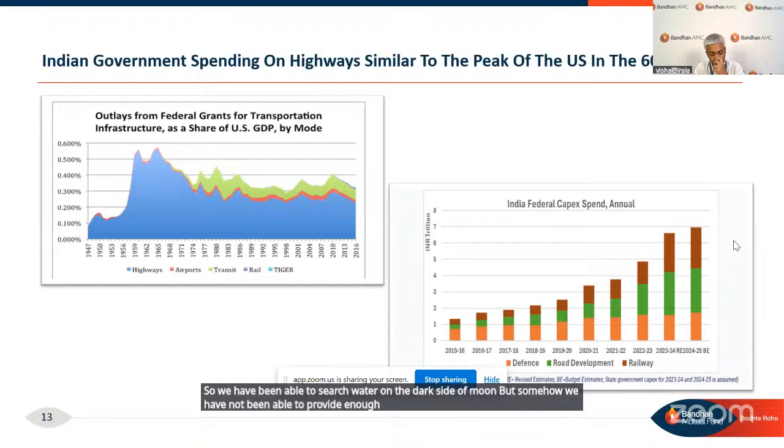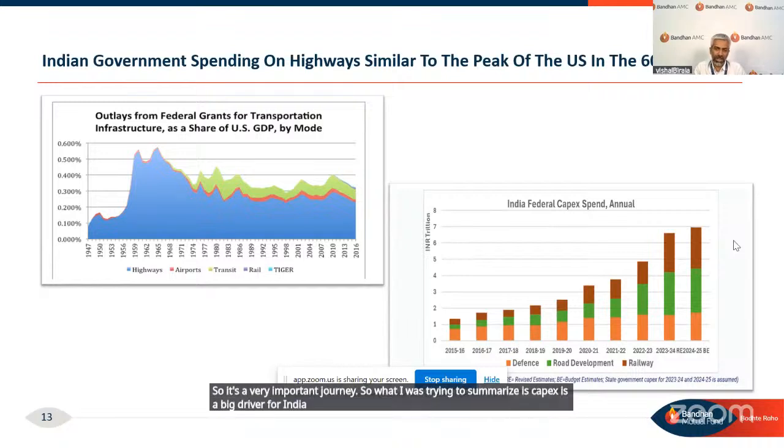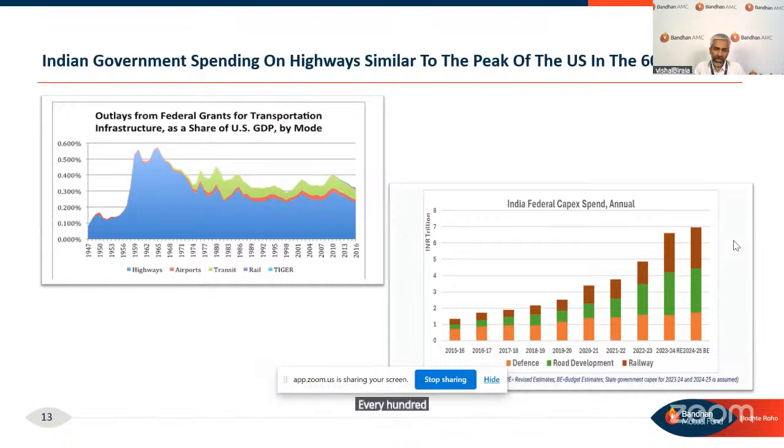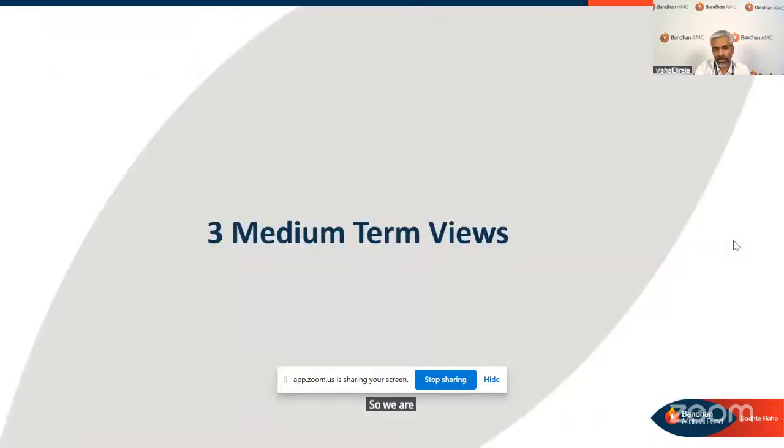So the government is desperately trying, and they have launched the Jal Jeevan mission to connect all the households with tap water, and hopefully by 27 we should be able to achieve that. So it's a very important journey. So what I was trying to summarize is, capex is a big driver for India, and the velocity of money in capex is very high. Every 100 rupees that you invest in railways generates economic value of 500 rupees. So we are rightfully investing here.